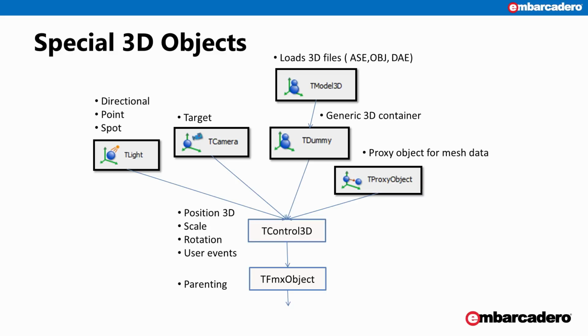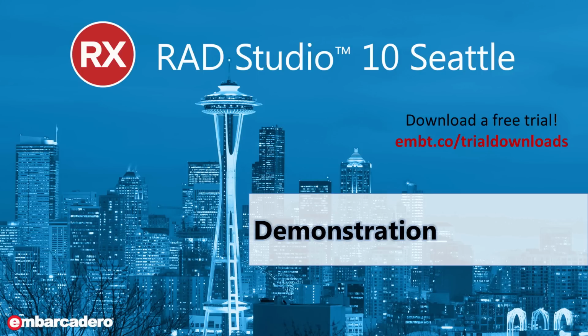Also, there is another object called TProxyObject. This object is used when you have a number of identical objects, like you want to have a lot of spheres, for example, or a lot of cubes. So instead of having the mesh data, so the vertex buffers and index buffers for each object, you can use proxy objects so you don't duplicate these resources. Okay, so that's theory, and now let's go into the demonstration.